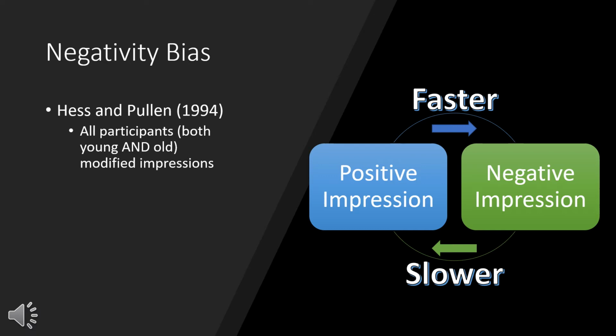However, if older adults were presented with negative information first, followed by positive information second, they changed their impression faster, meaning it is easier to change a positive impression to a negative impression than it is to change a negative impression to a positive impression with older participants.